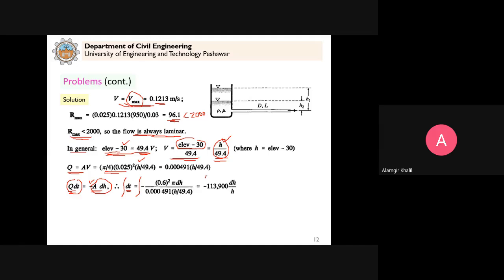Clear? You put all the other values. So integral from 0 to t of dt is equal to the integral from 6 to 2.5 of dh by h. Now dx by x integrates to log of x, so that's why log of h. You already studied how to evaluate this integral in mathematics. dh by h is log of h for the limits. Now this limit is 6 to 2.5.